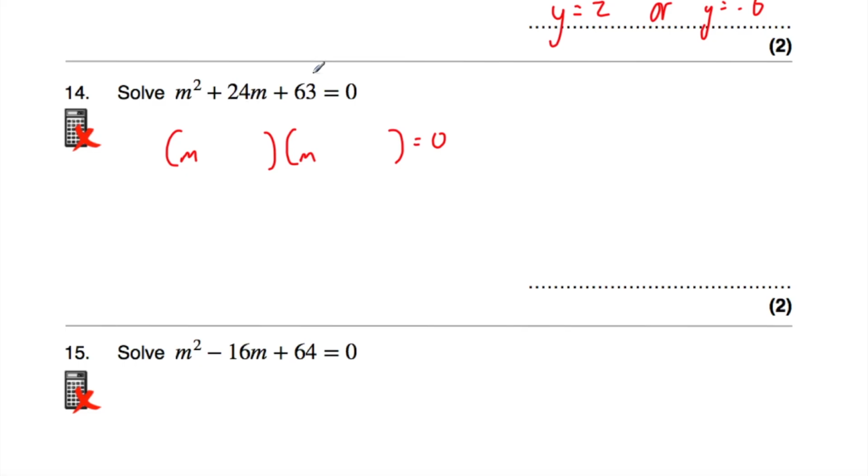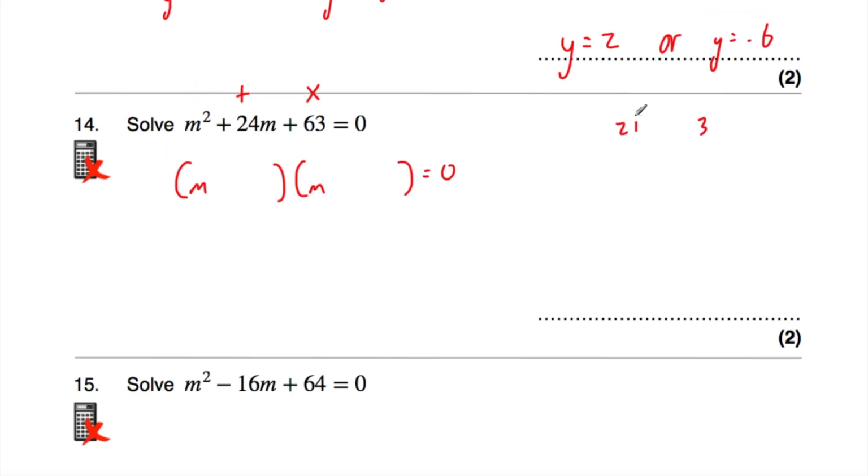And then in terms of our numbers, we want to find two numbers that will multiply together to give us 63, and will add together to give us 24. Okay, so if we choose 21 and 3, 21 times 3 is equal to 63, and 21 plus 3 is equal to 24. So that's it. It's going to be plus 21 and plus 3.